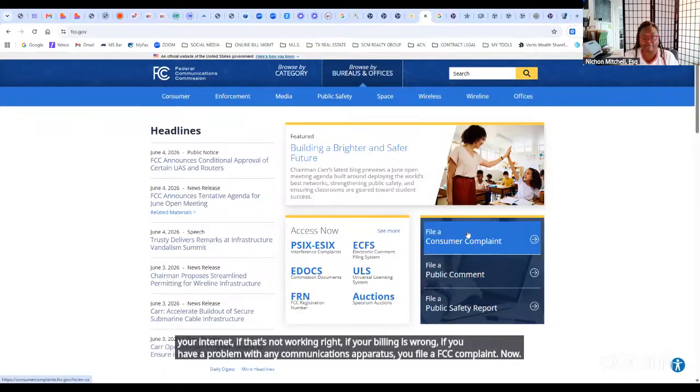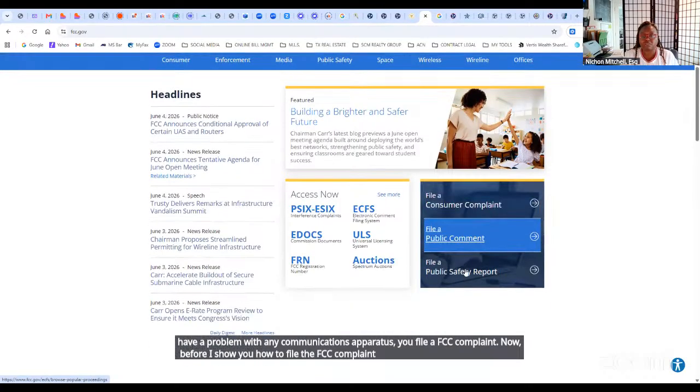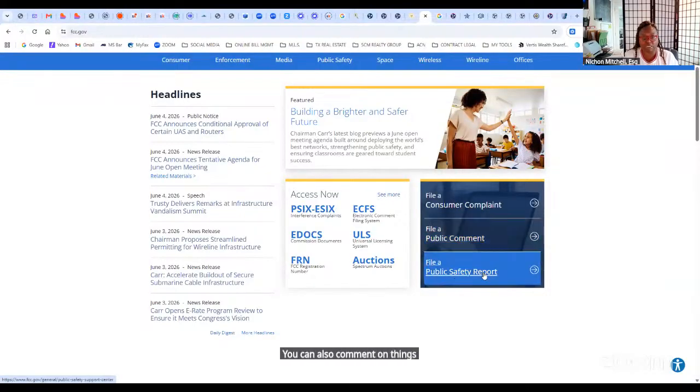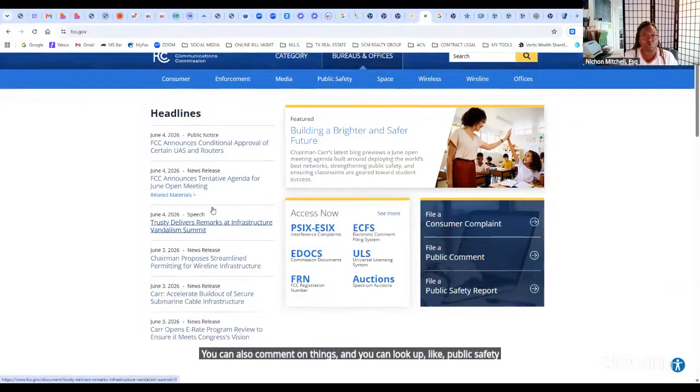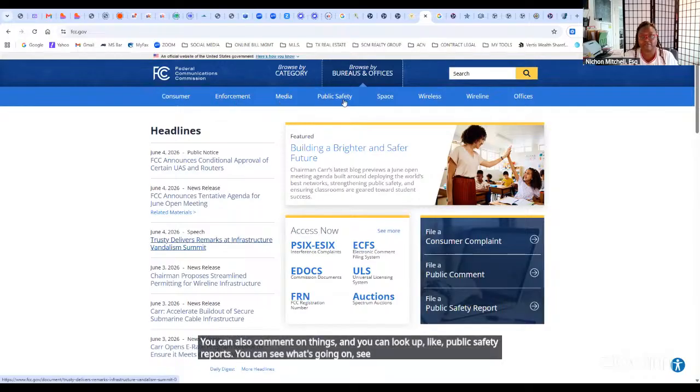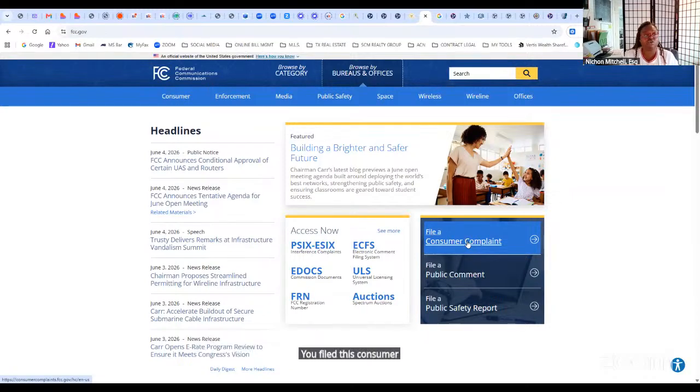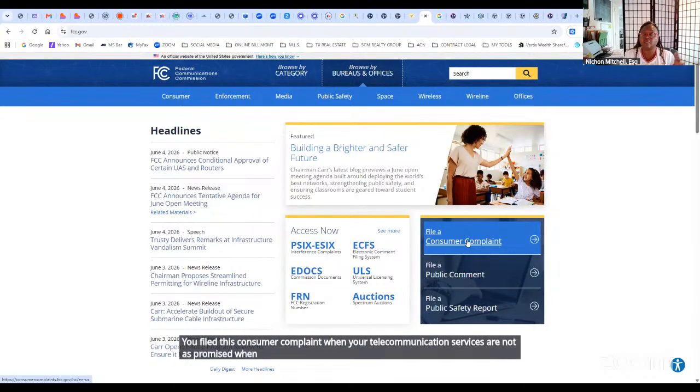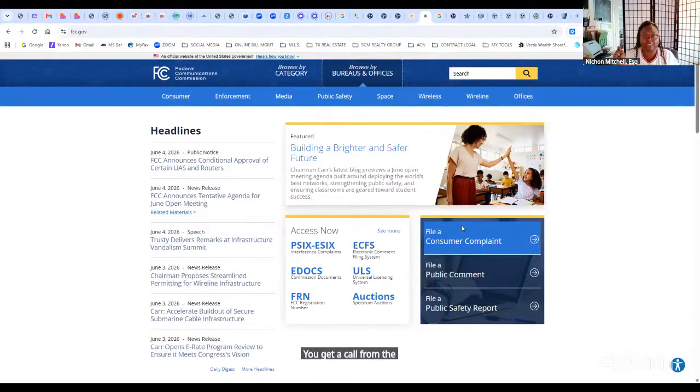Now, before I show you how to file the FCC complaint, you can also comment on things and you can look up public safety reports. You can see what's going on, see enforcement, media, public safety, all that kind of stuff, wireless, wired lines, offices. The most important thing you need to know about this site and what a lot of people don't know is you file this consumer complaint when your telecommunication services are not as promised, when they're not working properly. Now, look, you can call the company if you want to, but if you file this consumer complaint, which I routinely file against AT&T, you get a call from the president's office at AT&T.